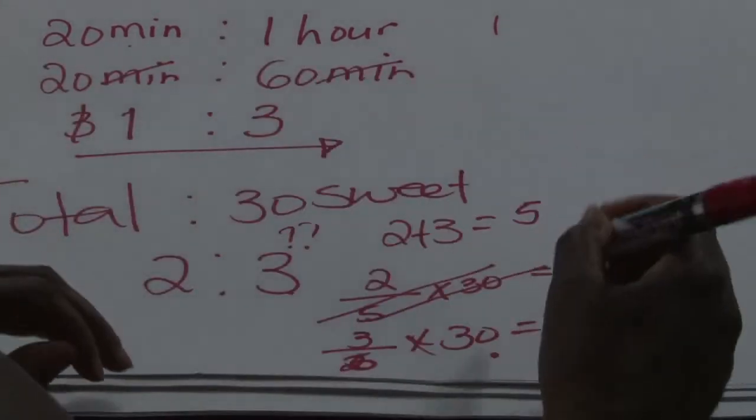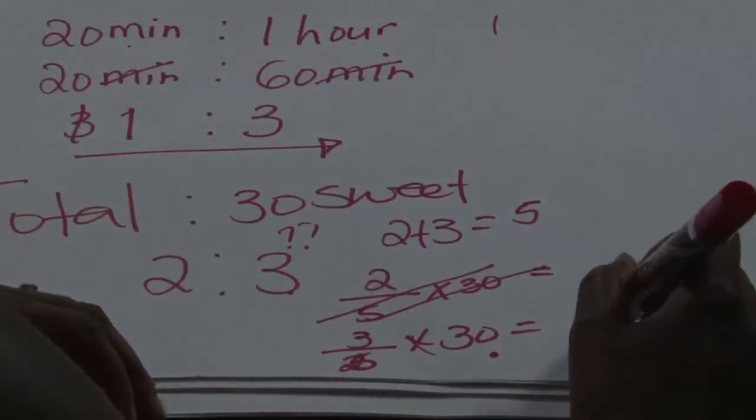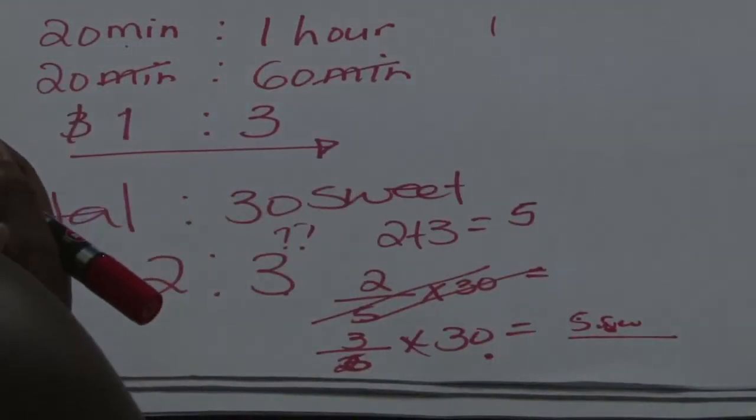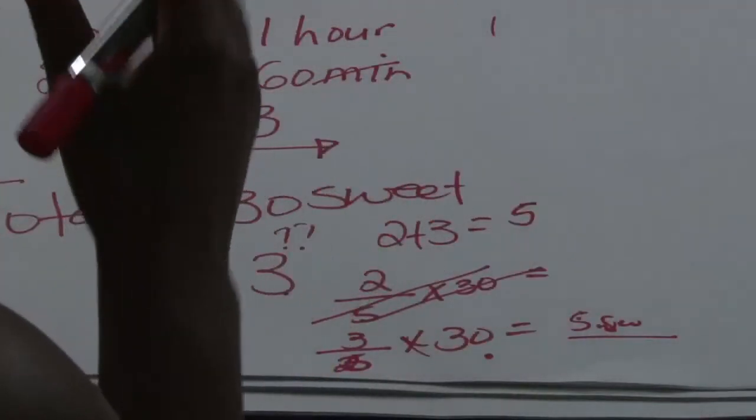If you just write 5, now 5 what? So I prefer you to write 5 sweets, depending on the answer, the question. 5 sweets, 5 cakes, 5 what? Give your answer with correct units.